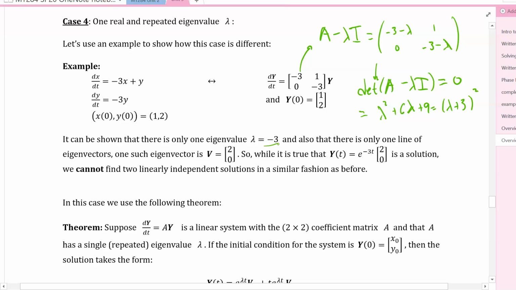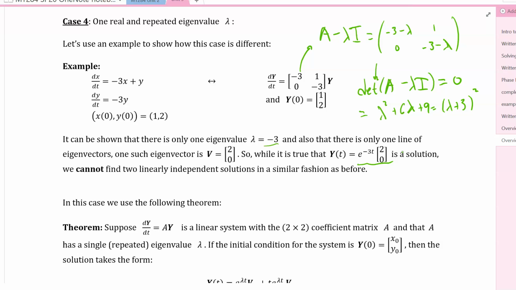Now we can also go through and find a corresponding eigenvector, but it turns out there's only one eigenvector for this example corresponding to negative 3. Better said, there's only one line of eigenvectors corresponding to the eigenvalue negative 3. One particular eigenvector that I've chosen to use is v, which I'm calling 2, 0. So it's true, we still can do e to the lambda t times v to create a straight line solution, but we only have one straight line solution in this case. We can't build the general solution because we don't have two straight line solutions for this particular example. So we have to do something different.